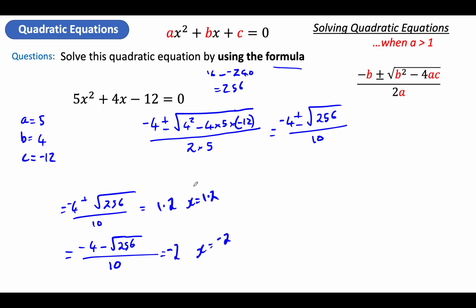Now notice, let's just put a little circle around there. Notice how I don't change the signs on these. When we're factorising, quite often we end up with the reverse signs, don't we? But these we don't. The formula answers it for you.